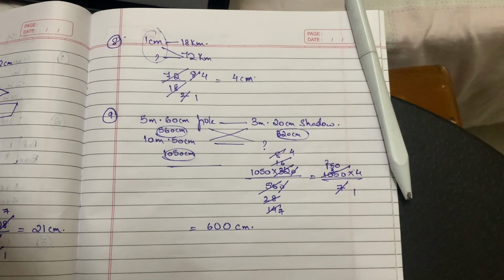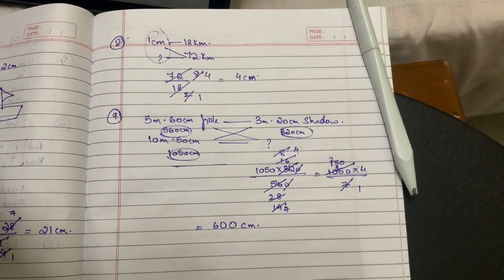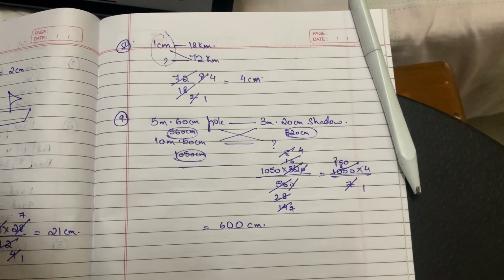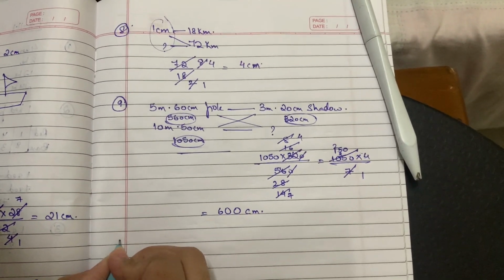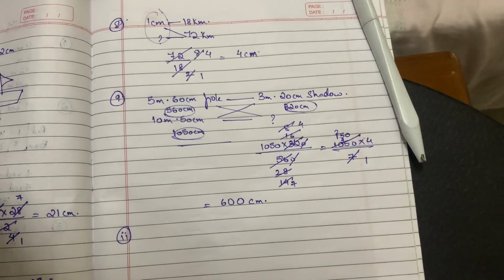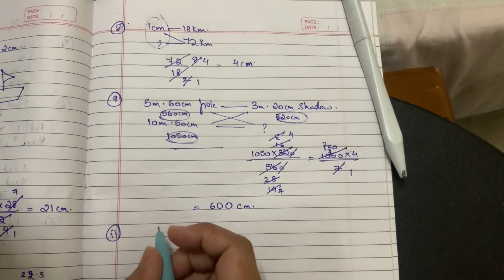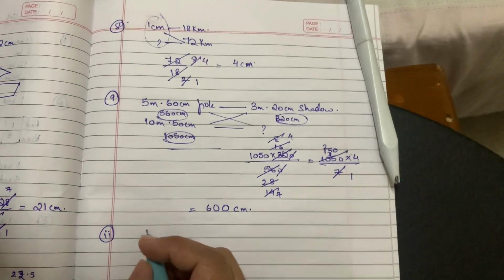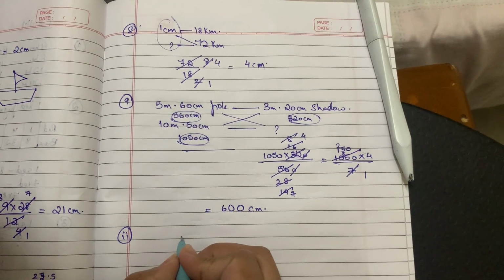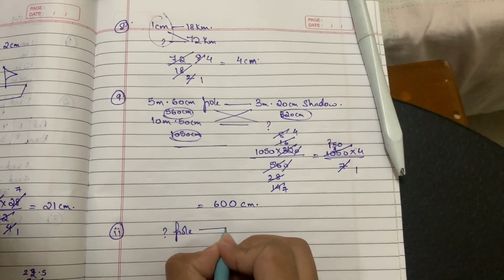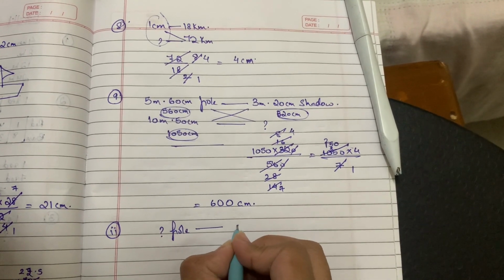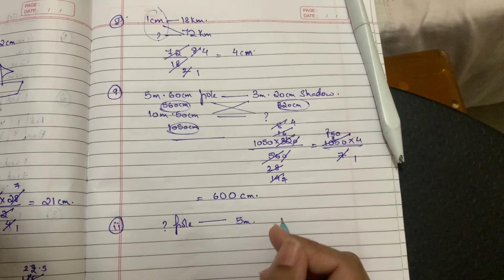Next part, this was the first part of it. Now there is another pole in the second part, whose length is to be found out, but the shadow length is given to me as 5 meters.